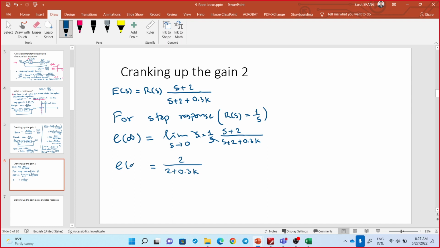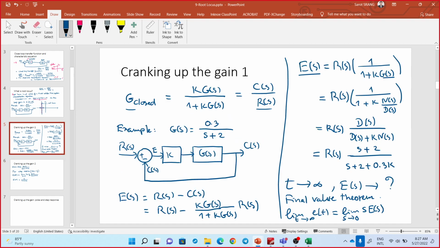This is the error of infinity with the step response. Why is it s times 1 over s and not just 1 over s, as R of s is 1 over s? Because for the final value theorem you must multiply by s here. Okay, yeah, thanks.